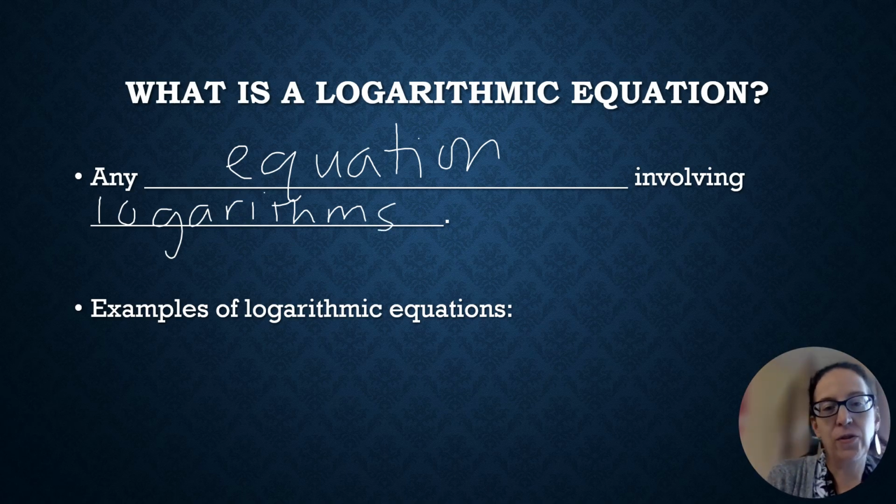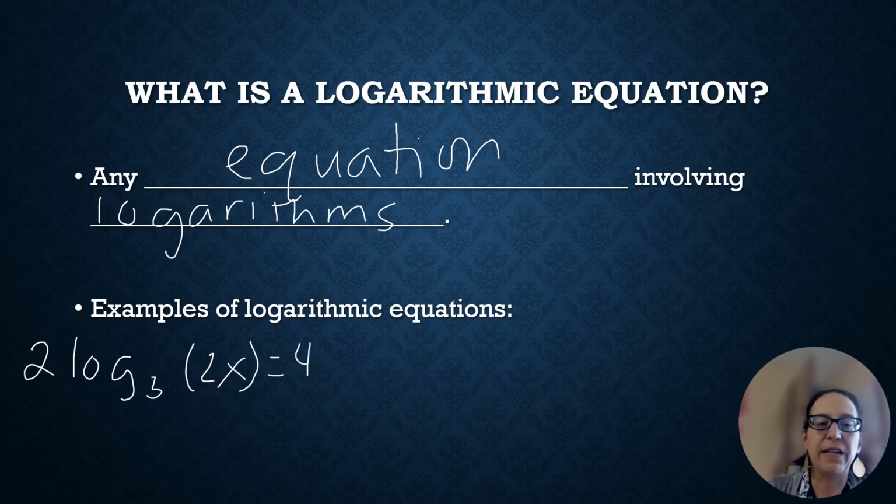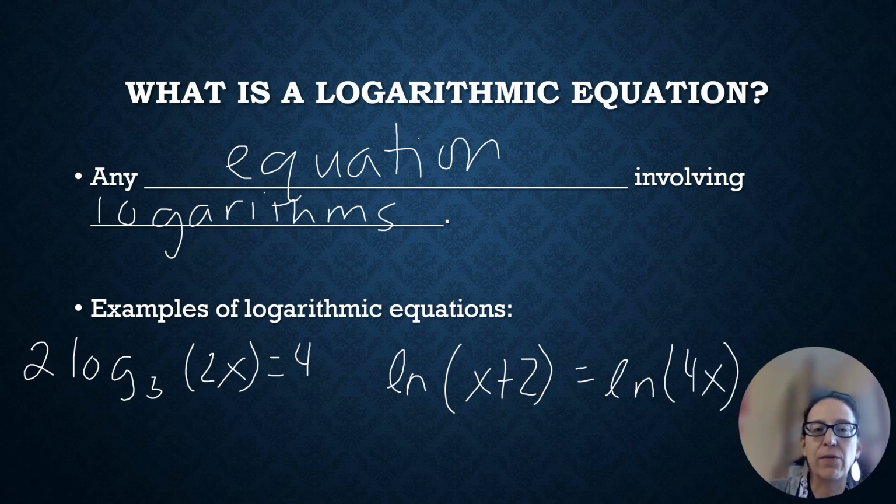And some examples of logarithmic equations might include, say, 2 log base 3 of 2x equals 4. In that case, you might need to solve the equation for x. Well, typically you would, and the x can be positioned in different places. Usually it'll be in the argument, though. It'll be part of what you're taking the log of. You could also see an equation like natural log of x plus 2 is equal to the natural log of 4x. You could see logarithmic equations that look like that, and you would not solve them the same way.